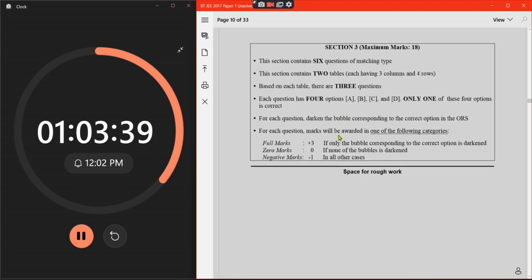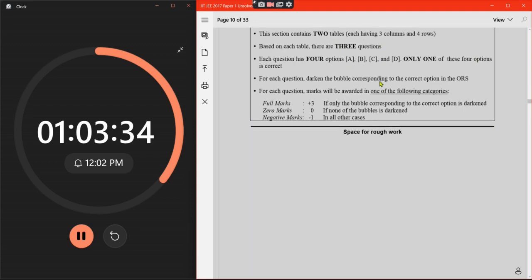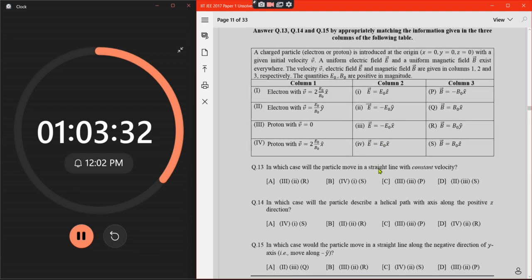13 is, oh, you don't get. Okay. 6 questions of matching type, 2 tables, each having 3 columns. Just do it. Okay. Electron with V vector given. What is it? Charged particle introduced at origin with a given initial velocity V vector. Uniform electric field and uniform magnetic field exist everywhere. The velocity, electric field, and magnetic field are given in columns 1, 2 and 3 respectively. The quantities E naught, B naught are positive magnitudes.